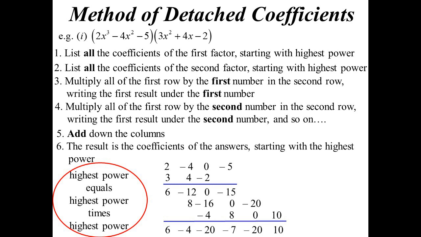Starting with the highest power, and the highest power, remember, will be the highest power times the highest power. So x cubed times x squared is x to the 5. That's where we're starting. There's my answer. Done.